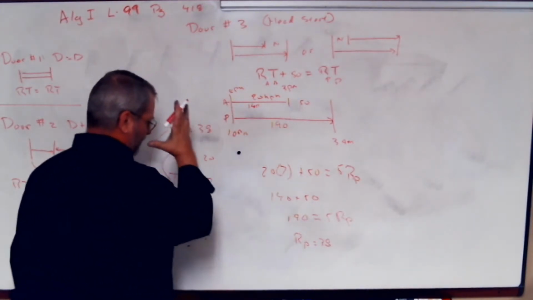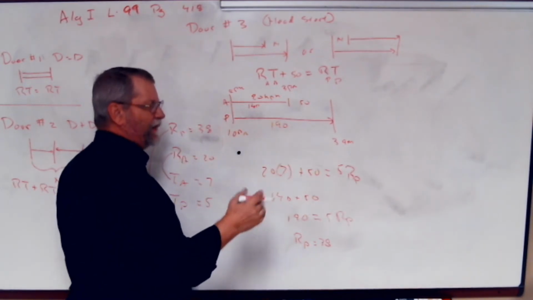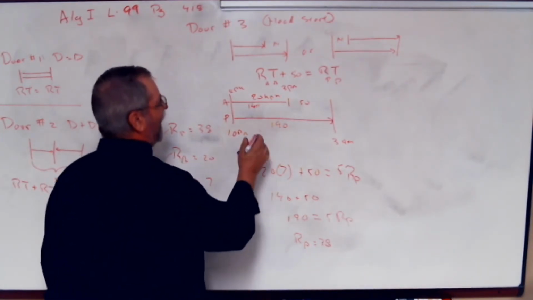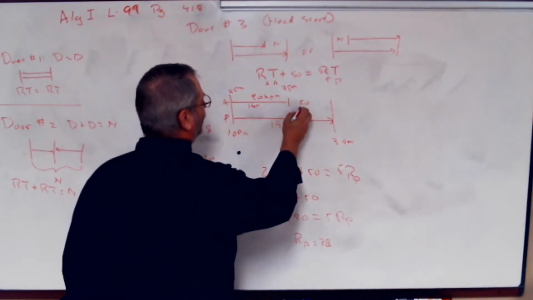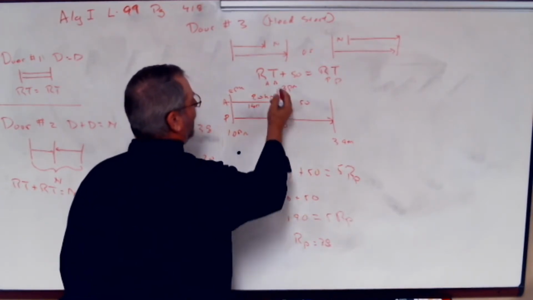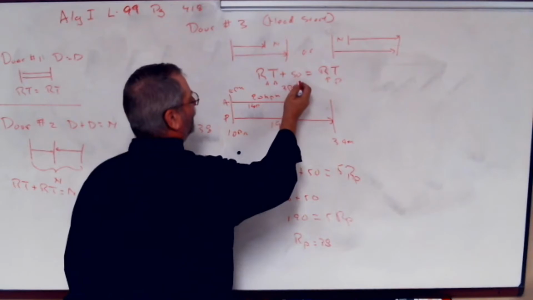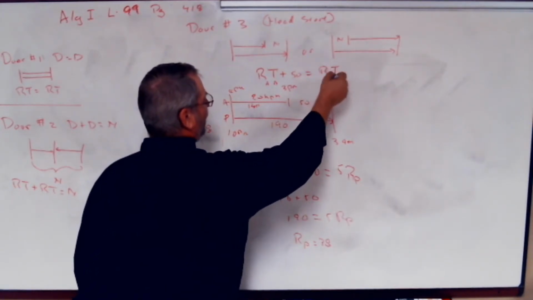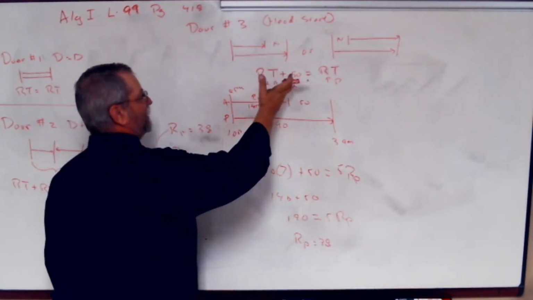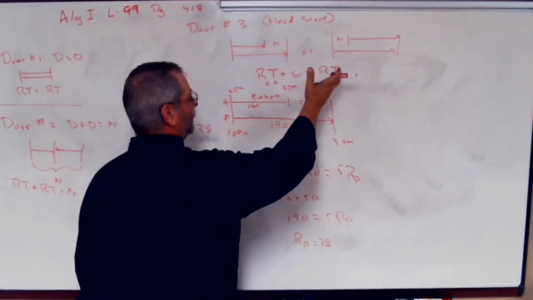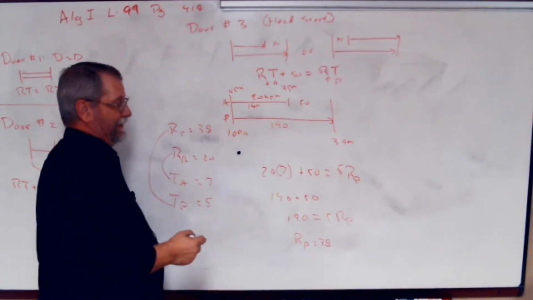Now watch. Just think this through. They didn't ask any of this. I just want you to see it. 140 plus 50 is 190 right here. Distance plus some distance equals distance.